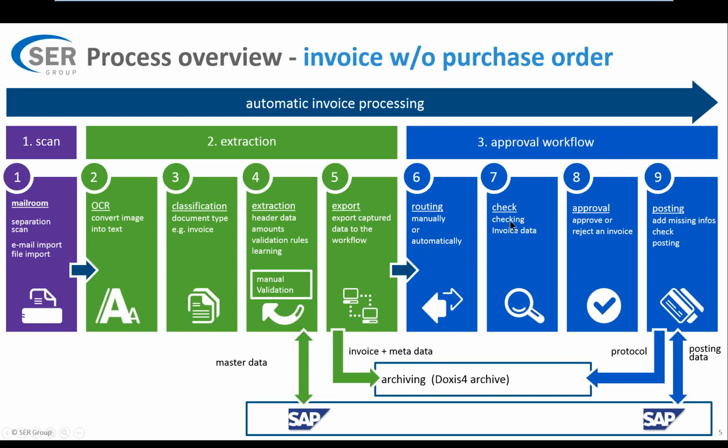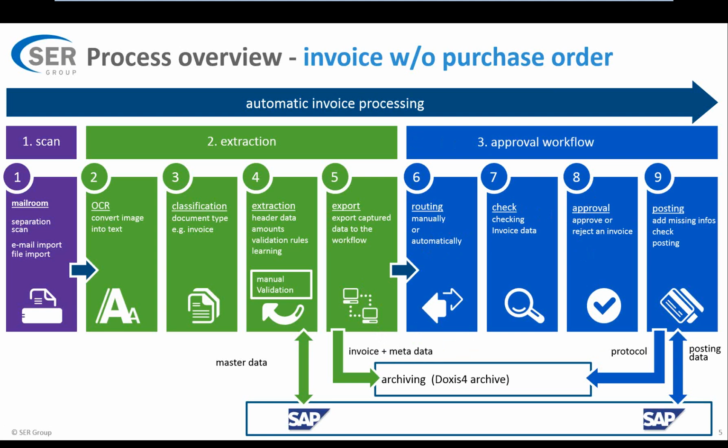So at step 7, usually you have in your invoice process an approval or check step. That means someone has to look at the invoice and has to look for is it correct or is it not correct? Do I have to recheck this invoice? And if everything is fine, the next step will be, for example, an approval step.